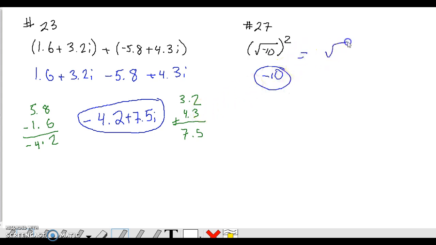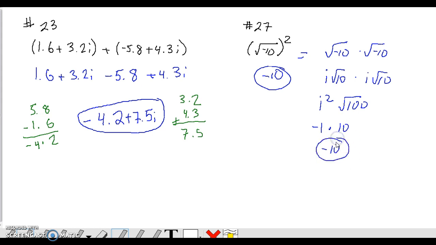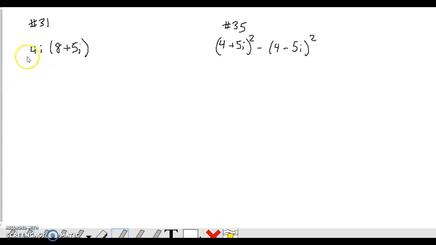How else we can write this is the radical of negative 10 times the radical of negative 10. What's going to happen is I'm going to pull out the i's first. So we'll pull out an i, so this will be i root 10 times i root 10. i and i gives you i squared, which gives you 100. i squared is negative 1 times 10. So notice that no matter what, we still get negative 10. I believe that this way would be easier, just take the square root and the squared sign off of each other.